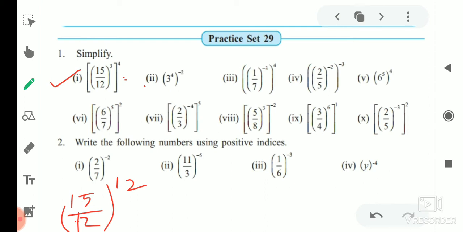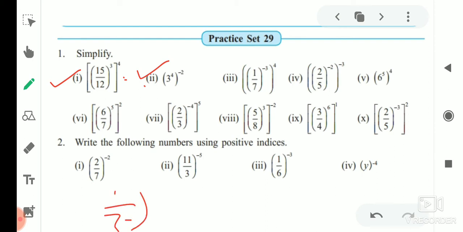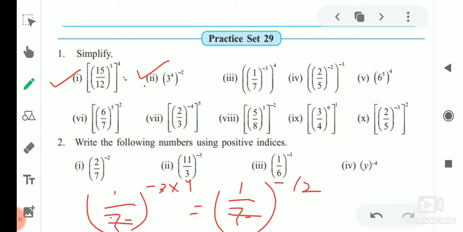The next question is 3 raised to power 4 raised to power minus 2. So it will give 3 raised to power 4 into minus 2, that will be equal to 3 raised to power minus 8. So 3 raised to power minus 8 is the answer. The next question, (1 upon 7) raised to power minus 3 raised to power 4. So it will give (1 upon 7) raised to the power minus 3 into 4, that will give (1 upon 7) raised to the power minus 12.